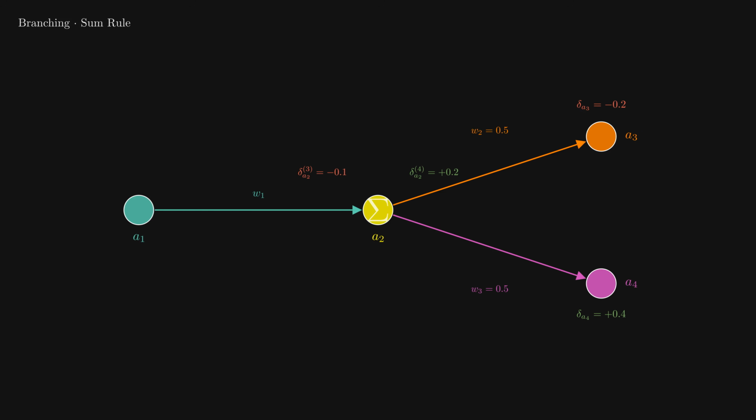Delta A2 from path 3 is negative 0.1. Delta A2 from path 4 is positive 0.2. A node takes responsibility for every downstream mistake it contributed to. We simply sum all incoming gradients. The net signal at the hidden node is negative 0.1 plus 0.2 equals plus 0.1. Multiplied by the input A1 of 3.0, the gradient for weight 1 is plus 0.3. The network perfectly balances its conflicting demands using basic addition.